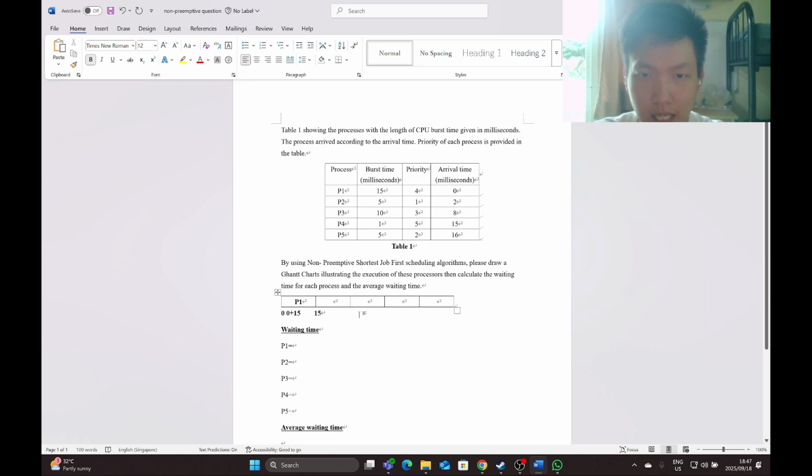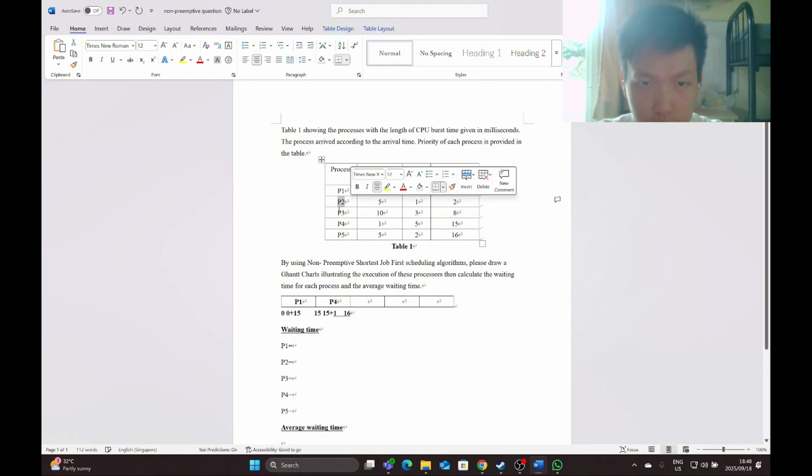So when the arrival time reaches 15 milliseconds, there are 3 processes available during this time: process 2, process 3 and process 4, and we need to choose the one with the lowest burst time, which is process 4. And the stop time will be 16 milliseconds. When the arrival time reaches 16 milliseconds, there are 3 processes available: process 2, process 3, process 5.